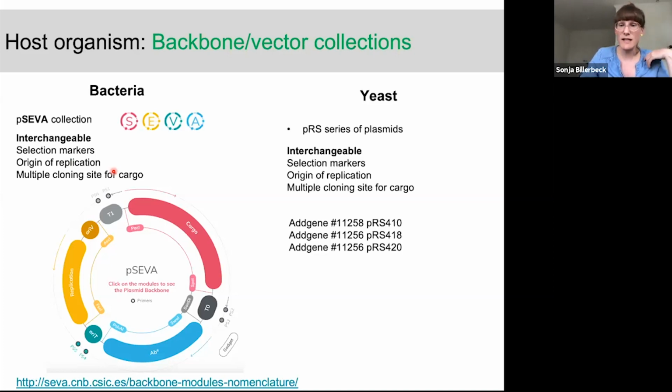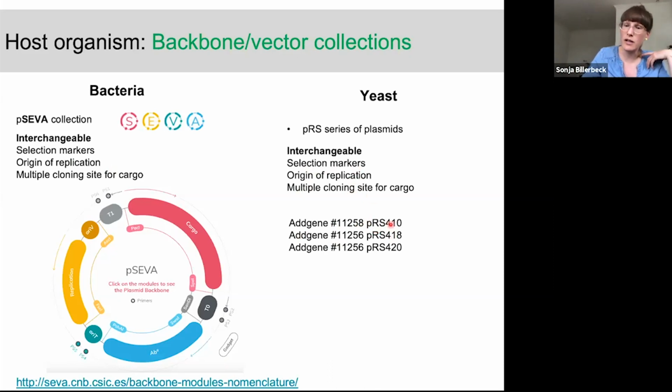Something similar exists for yeast. It's called the PRS series of plasmids. They have similar interchangeable selection markers, origins of replication, and multiple cloning sites. They're actually not that nicely hosted all together on one site, but I pulled up some iGEM numbers for you where you can find different vectors.